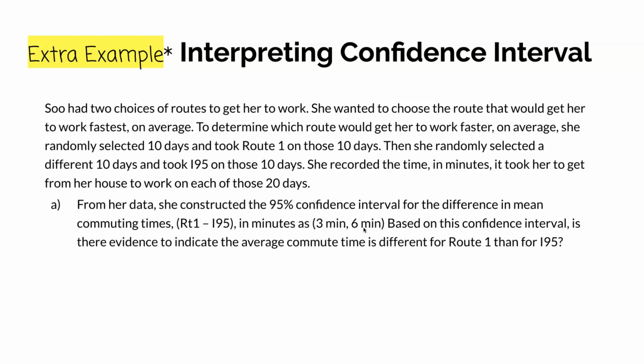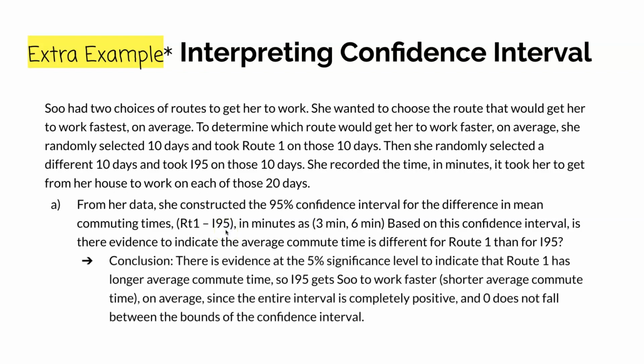Absolutely, right? Why? Look at the interval, from 3 minutes to 6 minutes. They are both positive. It does not include 0, so there is a difference. Which road is taking longer? To get a positive answer from subtraction, you need to do big number minus small number. Makes sense, right? So what I just got is on average, Route 1 takes about 3 to 6 minutes longer than I-95.